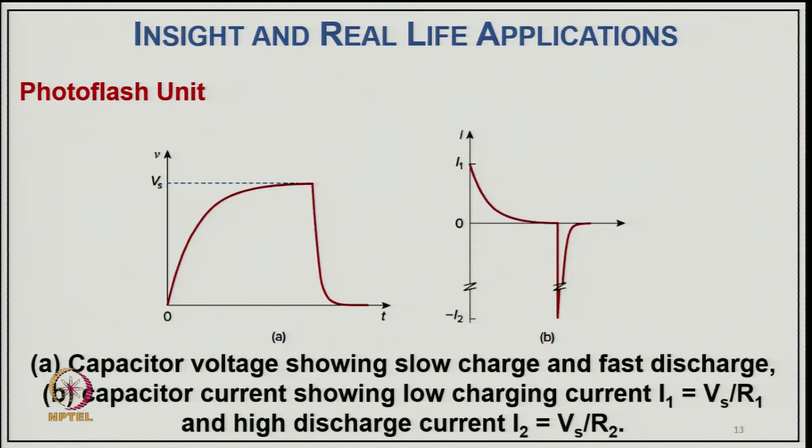Here you can see how the capacitor voltage slowly goes up while charging, and then suddenly when you change the switch, it discharges. Initially the current is high for charging the capacitor, and then it goes to almost 0 when the capacitor is almost fully charged. But when it is discharged through R2, the current goes to a much higher value of I2, and then slowly as the capacitor gets discharged, it comes to 0. That is the basic concept of how we use capacitor charging and discharging in the photo flash unit.